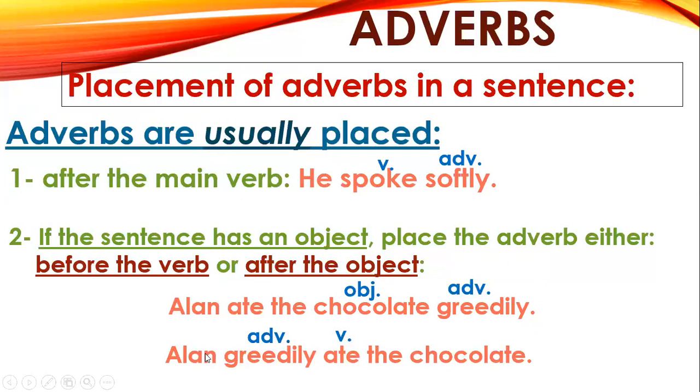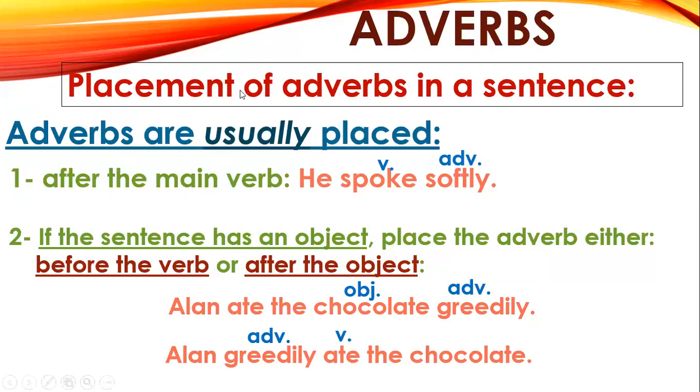Let's see the other example. Alan greedily ate the chocolate. It's the same sentence, but I changed the place of the adverb. Okay, in this sentence, I have an object also. So my sentence has an object. So I can place the adverb either before the verb or after the object. In this sentence, I placed my adverb before the verb. Alan greedily ate. Ate is the verb and greedily is the adverb. Alan greedily ate the chocolate.